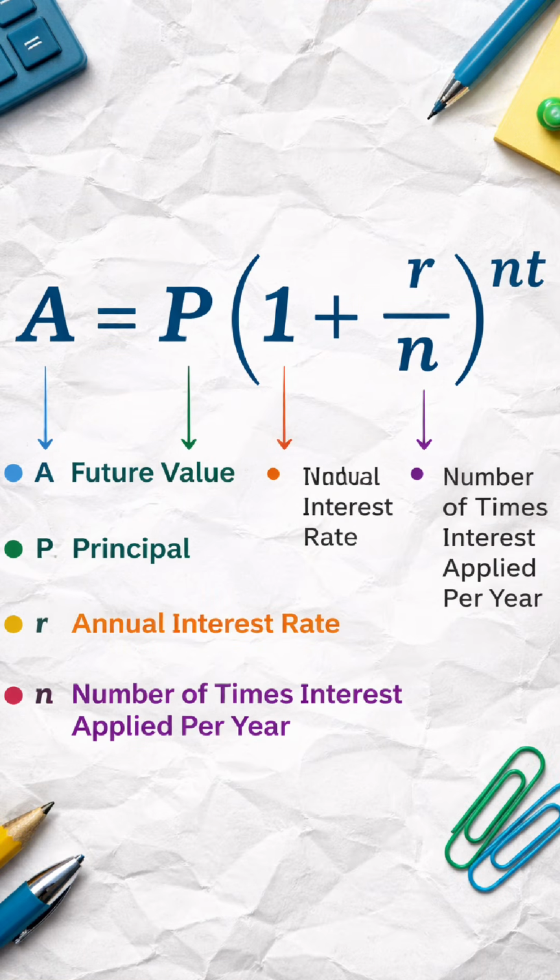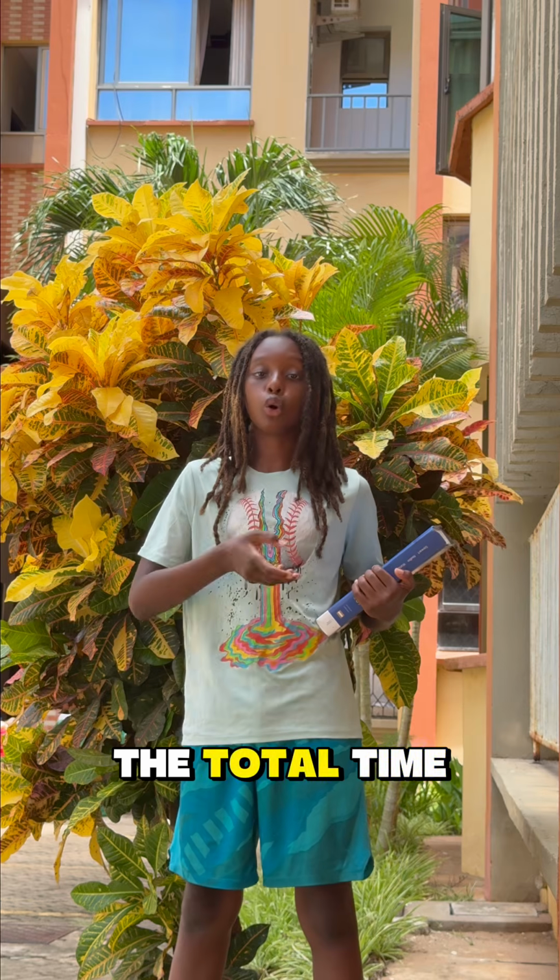Here's the formula for compound interest, but let me break it down for you. P is basically the starting money that you have. R is the interest rate at which you're compounding it. N is the number of times that it gets compounded, and T is the total time.